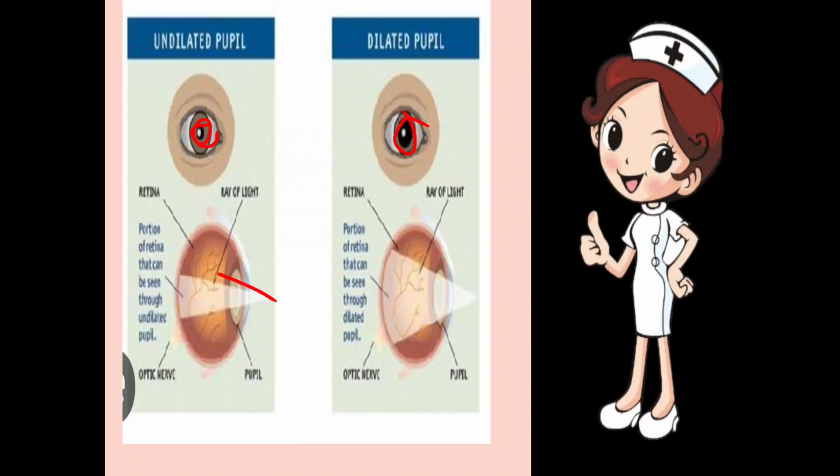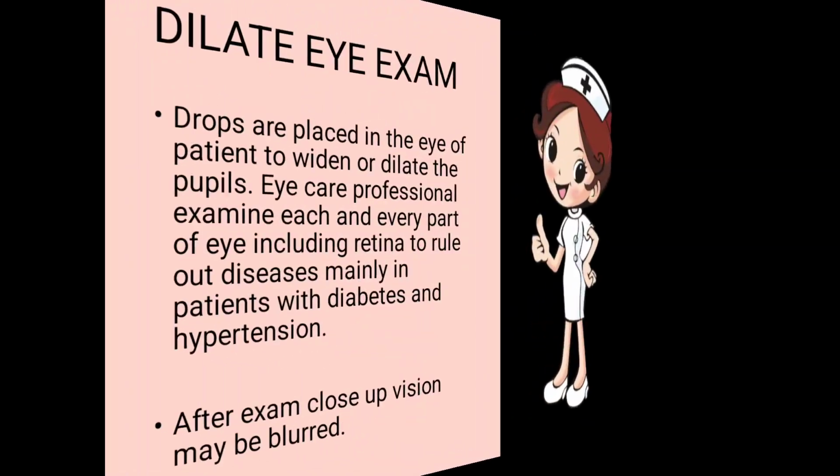if we are going to examine the retina, then we put a light inside the patient's eye. Only this part of the retina will be examined in the case of an undilated pupil. But by putting drops, we can examine that much more of the retina. So this is very important to get a basic idea about what the output of the cataract surgery will be. That is why the dilating eye exam is important.